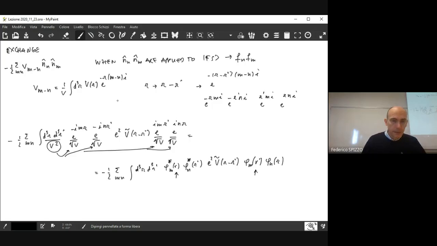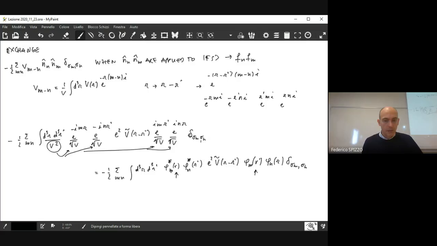And please forgive me, I've forgotten the Kronecker delta related to the spin states. So here we have delta sigma m, sigma n, and also here delta sigma m, sigma n. So what we have at the end is exactly the same term that we found in the case of this Slater determinant, the application of the Hartree-Fock approach using this Slater determinant.